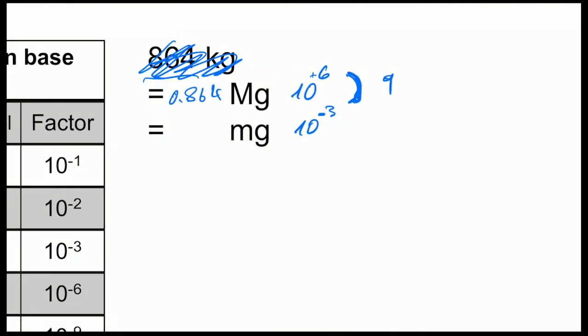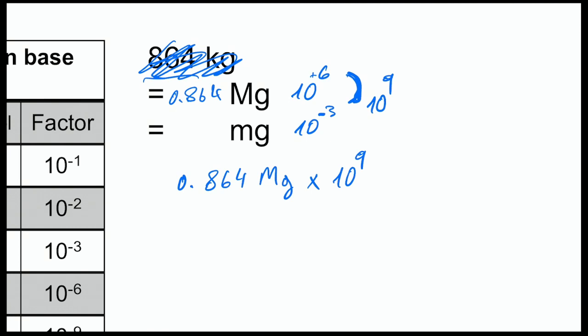So in this case, you have a difference of 9, so that's literally 10 to the power of 9. Let's do this. 0.864 megagrams, multiplied or divided to get to milli? Well, from mega to milli, you're obviously going down the scale because you're going from mega, which is bigger, to milli, which is smaller. If you're going down the scale, that means you are multiplying by the factor to the power of 9. That's a lot of zeros, right? That's really a lot of zeros.